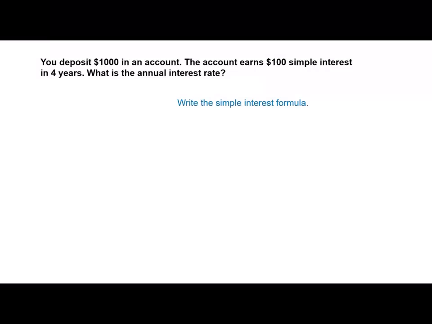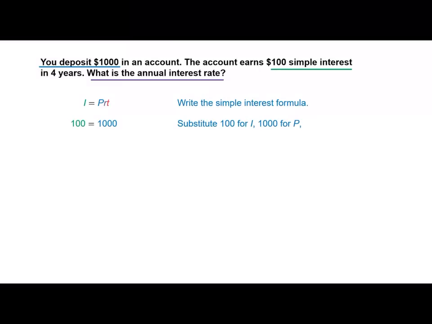Write the simple interest formula. I equals PRT, where I is the simple interest, P is the principal, R is the annual interest rate in decimal form, and T is the time in years. The account earns $100 in simple interest, so substitute 100 for I. You deposit $1,000 in the account. Substitute 1,000 for P. You are asked to find the annual interest rate.